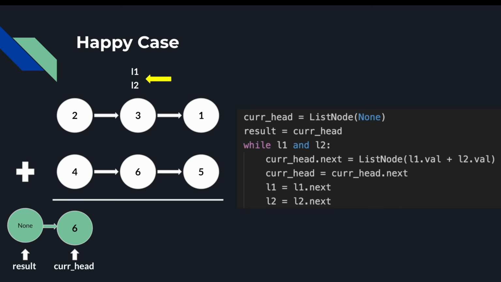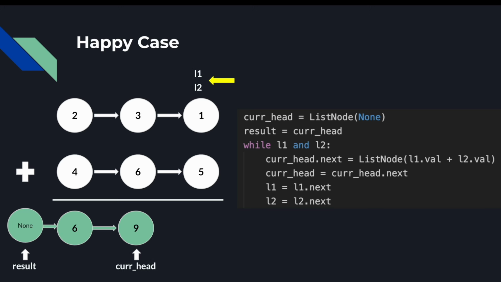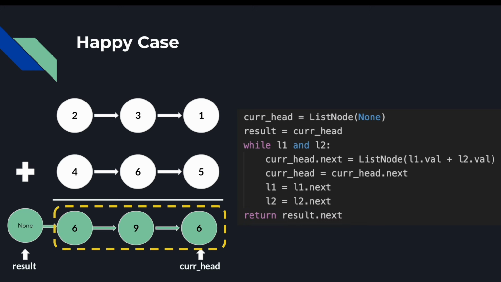On the next loop, we once again add a new node with the sum of 3 and 6, we set curhead to the most recent node, and we move L1 and L2 to the next node. And then going through all the steps again one more time, we end up with a new node, 6, at the end. And then we can return result.next, which is going to be this yellow boxed area right here.